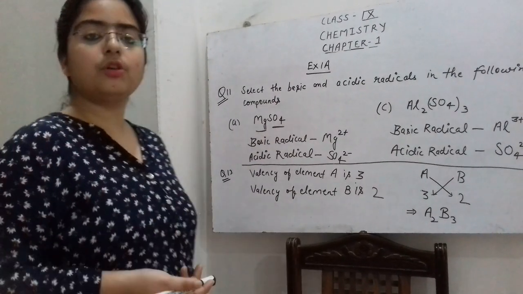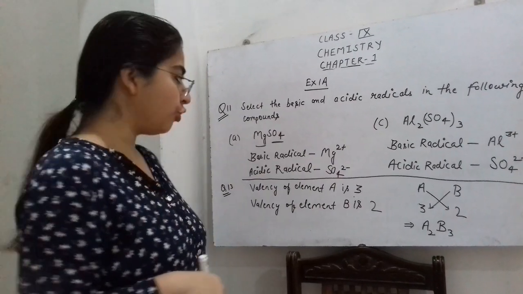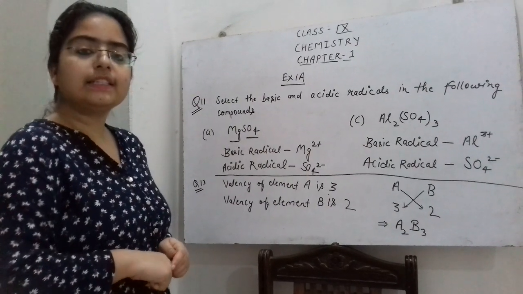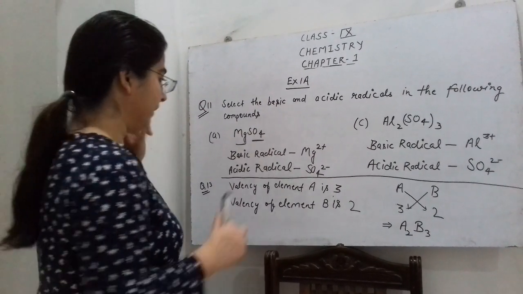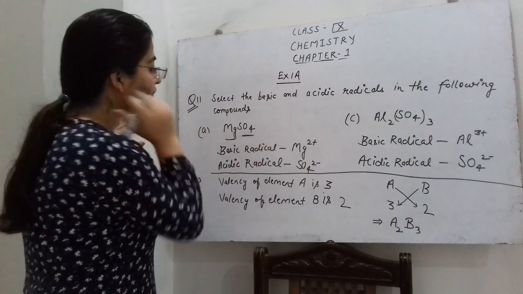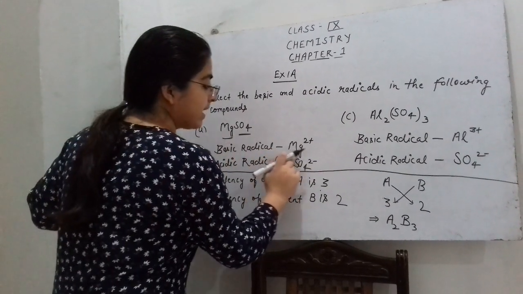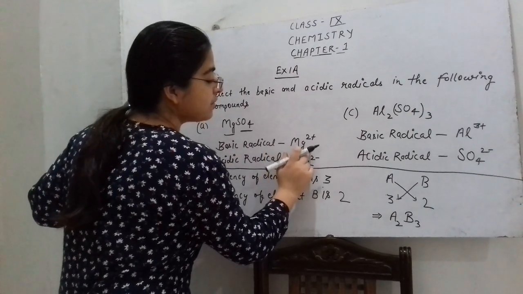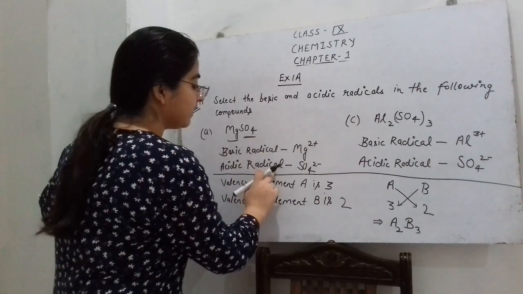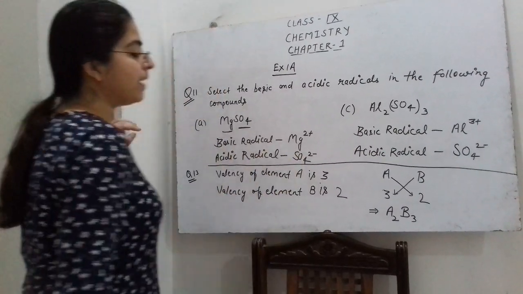And I have also told you to learn one table of basic radicals and acid radicals. So according to that table we will be able to remember the valencies of every ion. So here the molecule of magnesium sulfate is made up of magnesium radical and sulfate radical. The basic radical is magnesium ion, Mg, its charge is +2. Whereas the acidic radical is sulfate ion, its charge is -2.